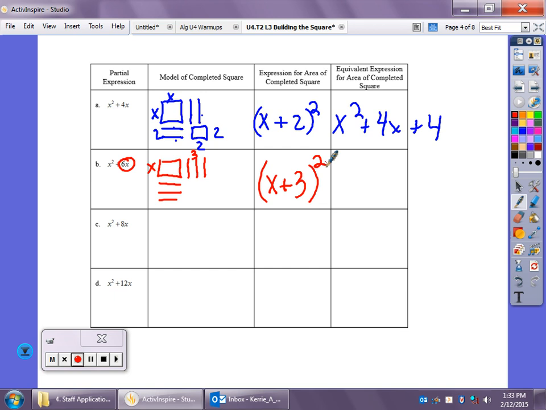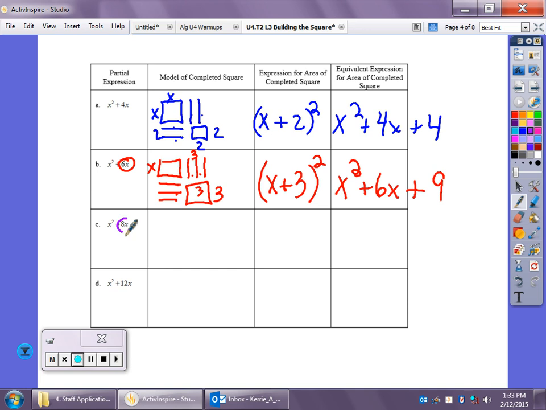Okay, so when I find the area of each piece, I have an x squared. I have 1, 2, 3, 4, 5, 6x. And then to find this missing piece, it's 3 strips on top, 3 strips on the side, so 3 times 3 is 9. Okay, we're going to keep going.